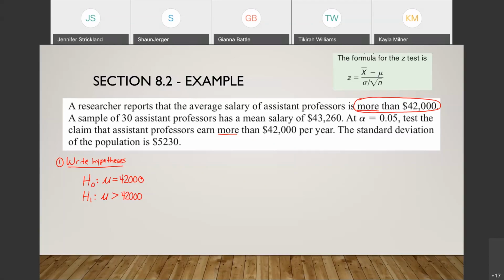Okay, so the other part of step one, which we haven't done yet, is to identify the claim. We're going to write down next to one of these two statements what it is that we're trying to show. I'm going to take a picture of the problem so that you've got the problem.